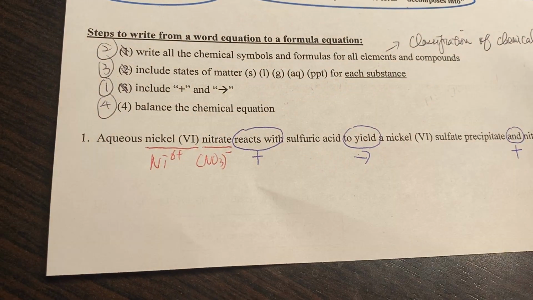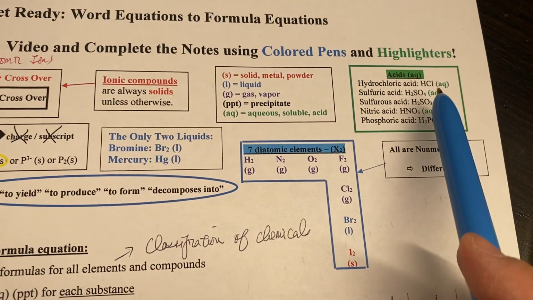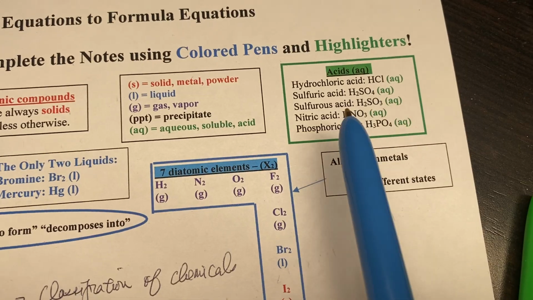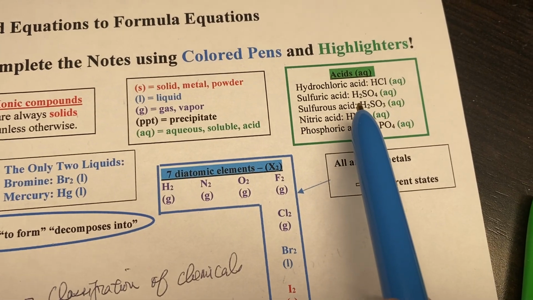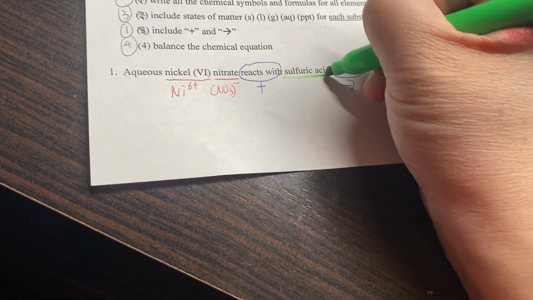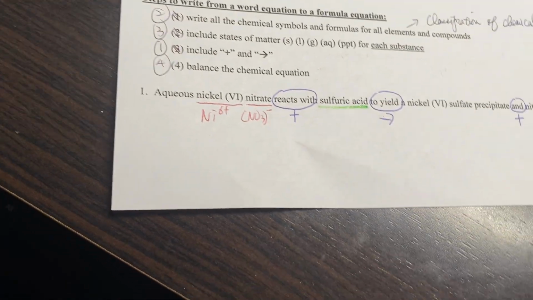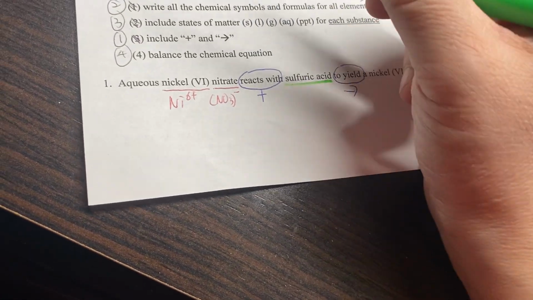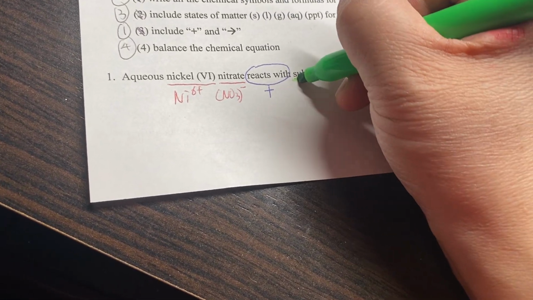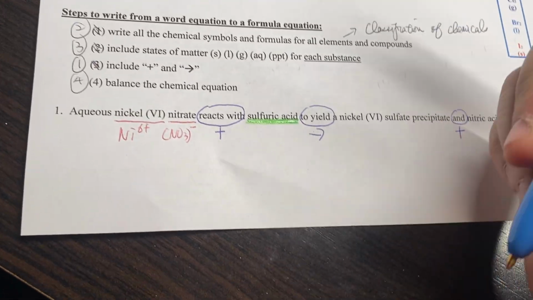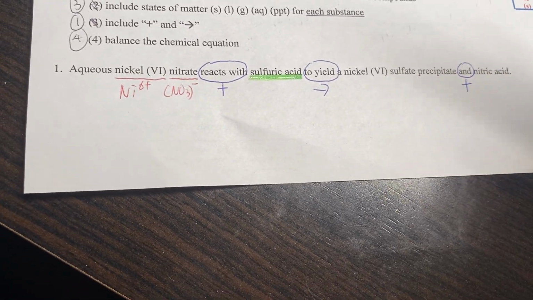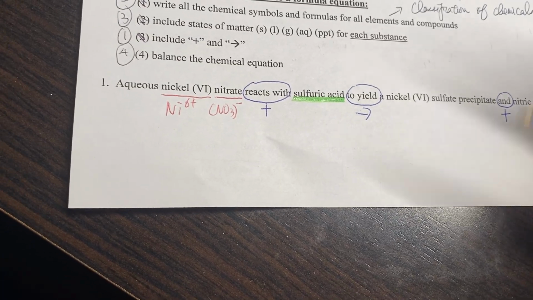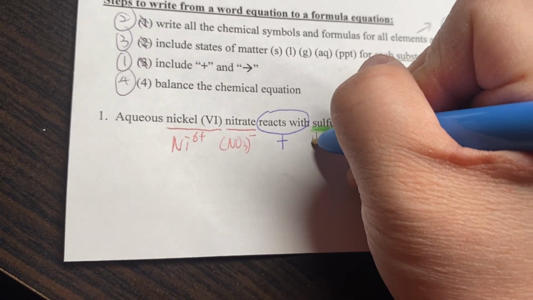And then sulfuric acid, I know it's an acid, so it will be the green highlighter. Sulfuric acid, I gave you H2SO4. You can use a black pen here. So sulfuric acid will be H2SO4.